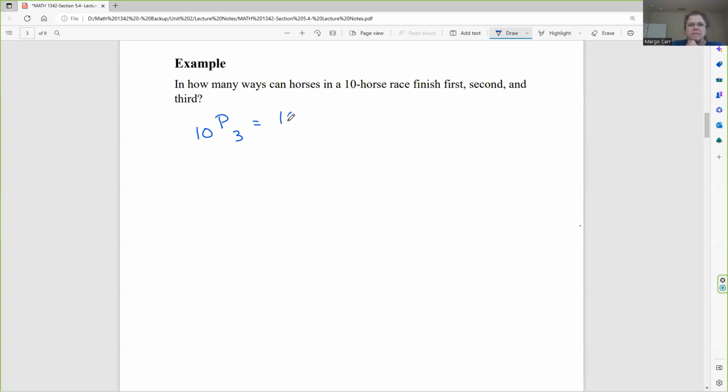And that's going to be 10 factorial over 10 minus 3 factorial. Gives me 10 factorial over 7 factorial. Now, Dr. Cheek told me that she showed you how you could do the 10 factorial on the calculator divided by the 7 factorial on the calculator.